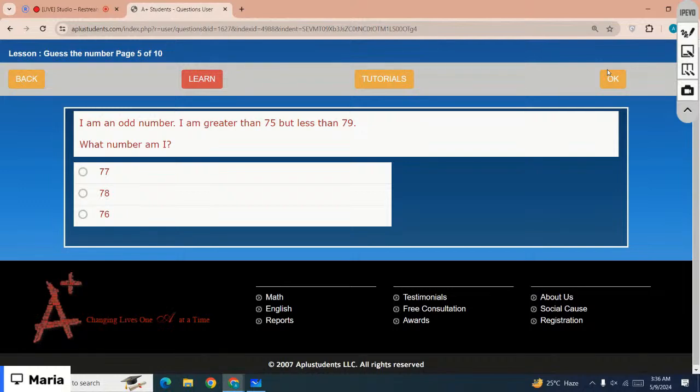I'm an odd number. I'm greater than 75 but less than 79. So between 75 and 79, how many odd numbers do we have? Yes, 77 it is.